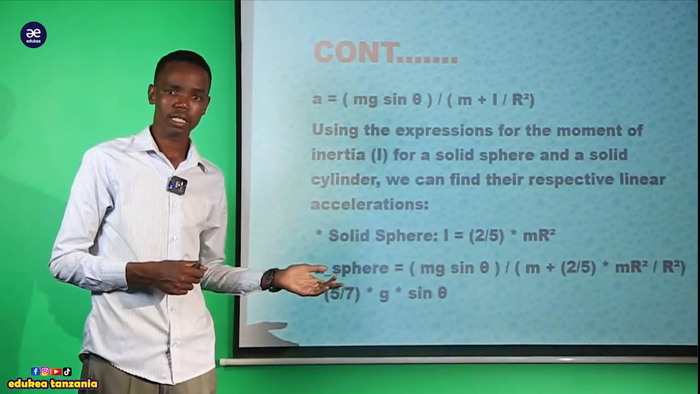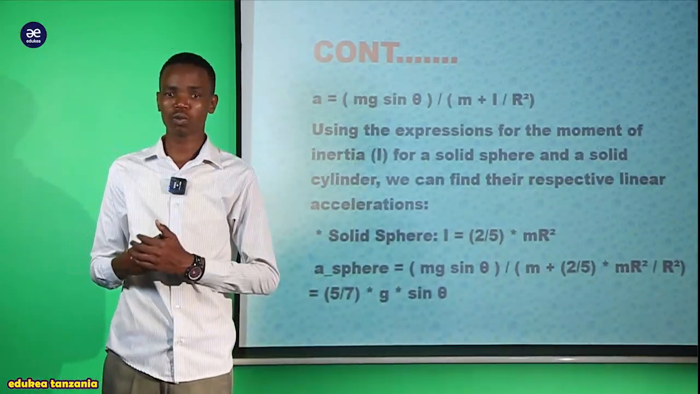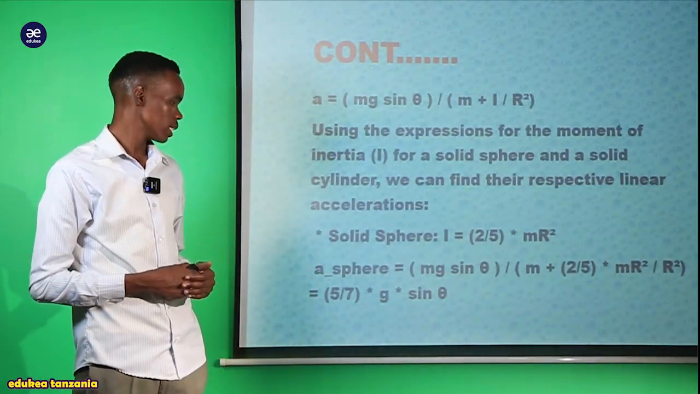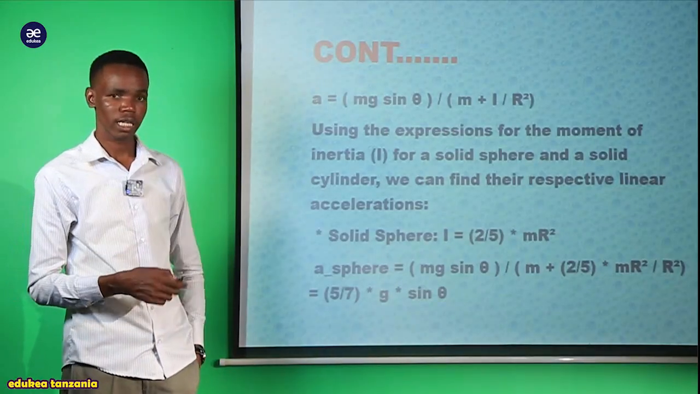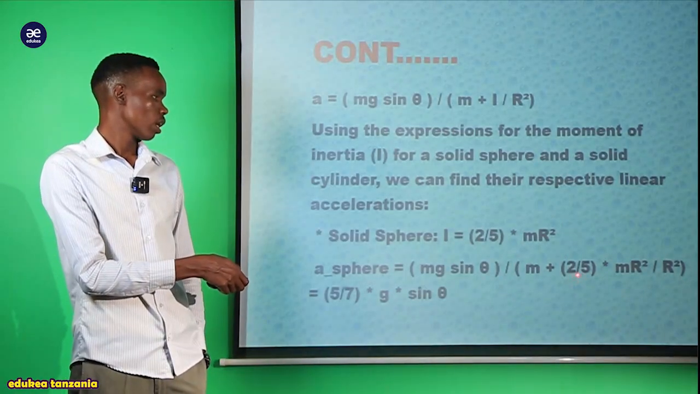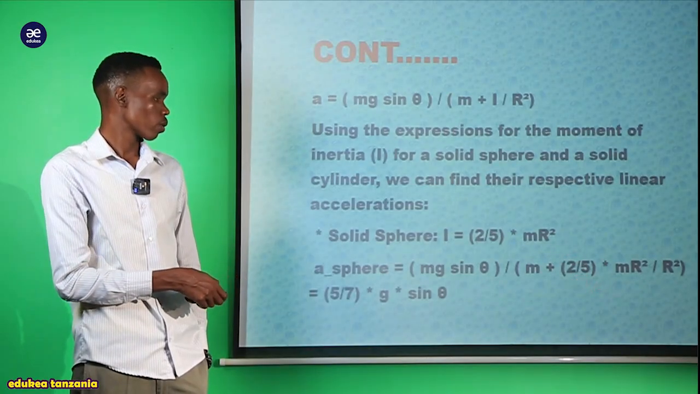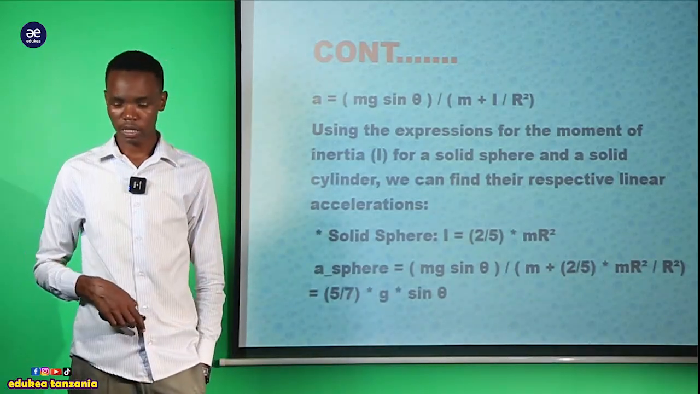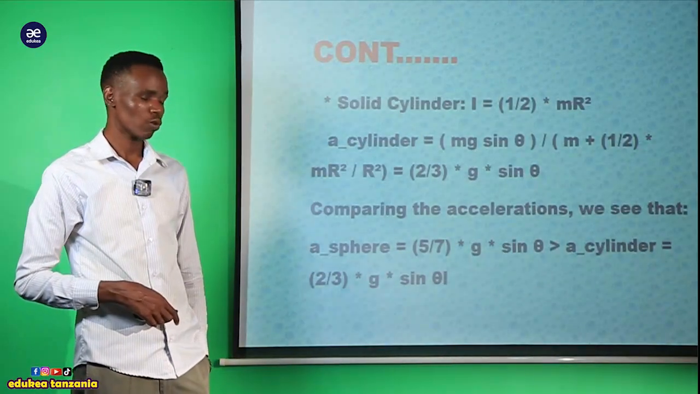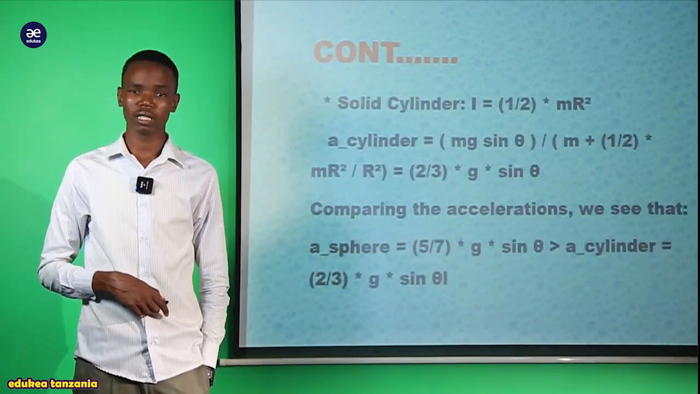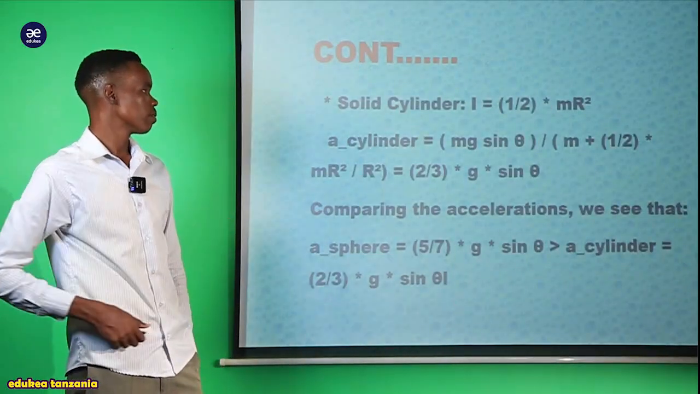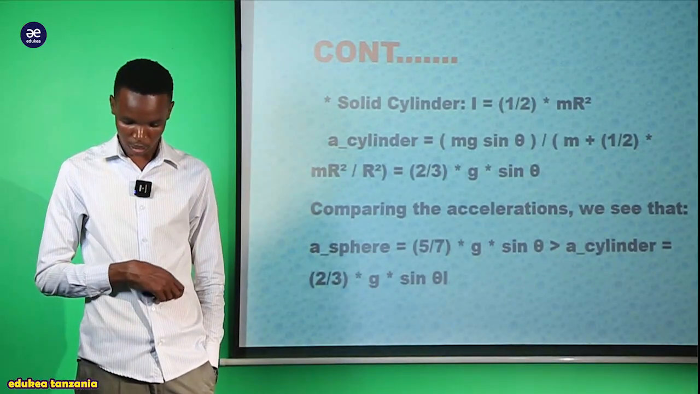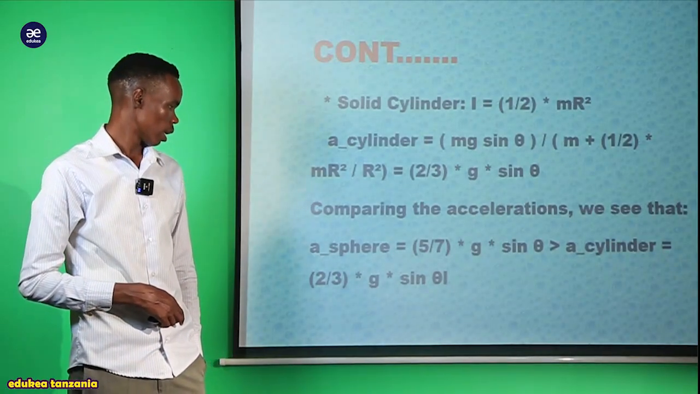So after this, let us use this formula to get the linear acceleration for each rigid body. Now for the sphere, because they have the same mass and radius, if we substitute I equal to 2 divided by 5 m r squared, we obtain that the linear acceleration of the sphere must be equal to 5 divided by 7 g sin theta. The same for the cylinder, it must be equal to 2 divided by 3 g sin theta. This is the formula that we can use here.